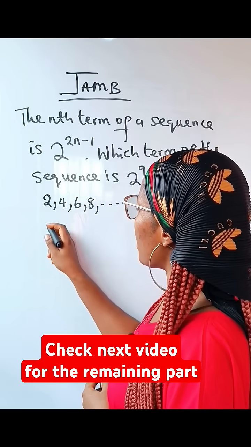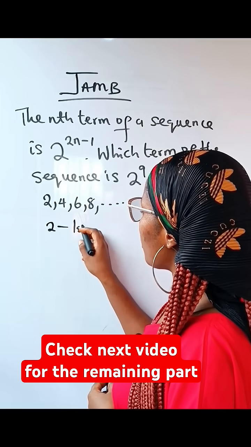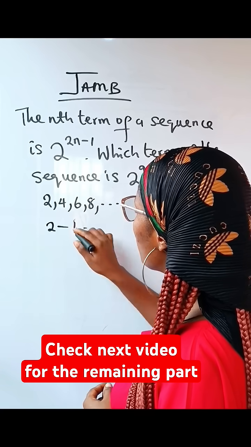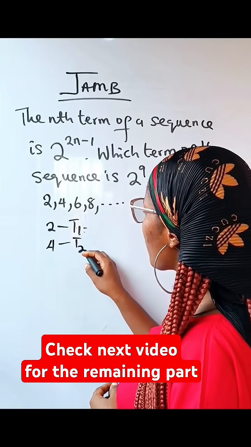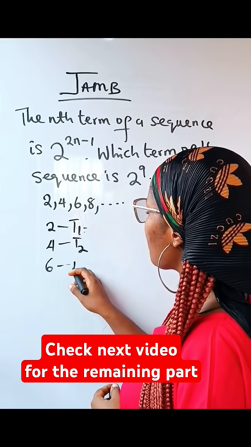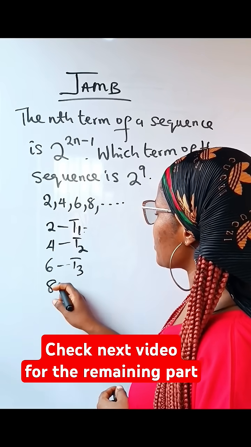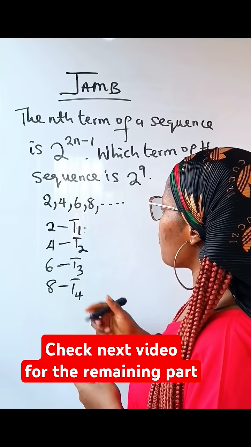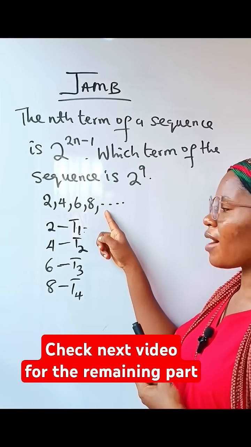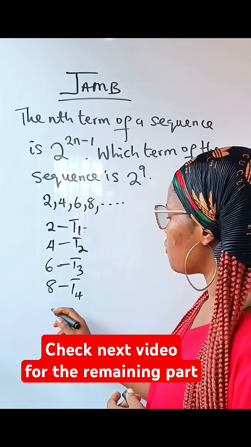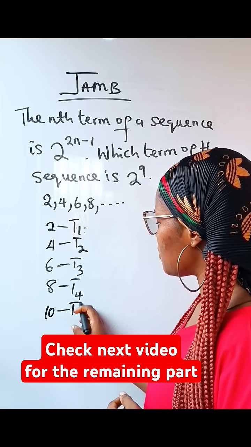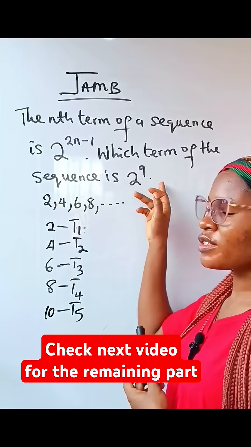Now, this 2 is the first term, so we call it the first term. Let's call it T1. 4 is the second term, T2, right? 6 is the third term, T3. 8 is the fourth term, T4. Now, if I want to get the fifth term, all I need to do is add 2 to 8, right? To get 10. So the fifth term is 10, T5. Okay, we have not gotten to this yet.